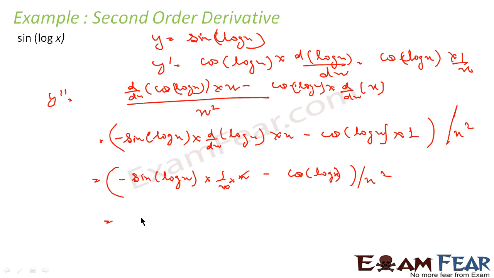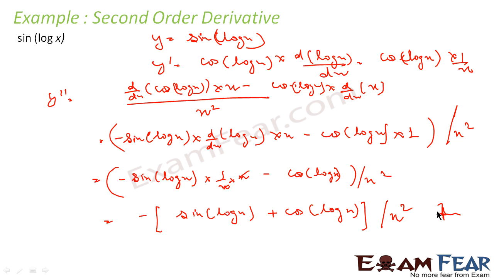And this is nothing but, if you take minus common, sine of log x plus cos of log x, the whole thing divided by x square, and that is my answer. So if you see, sine of log x was simple for me.